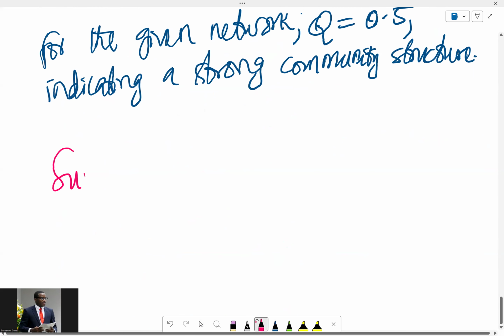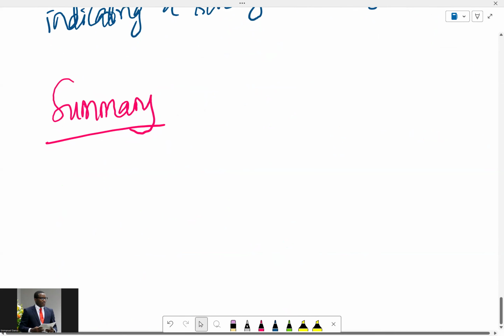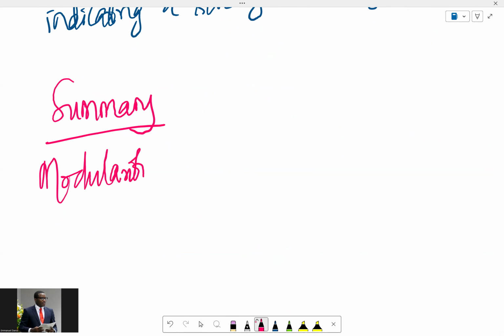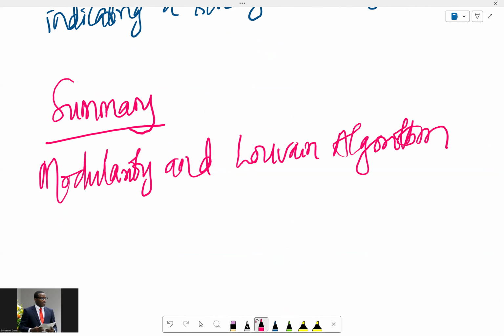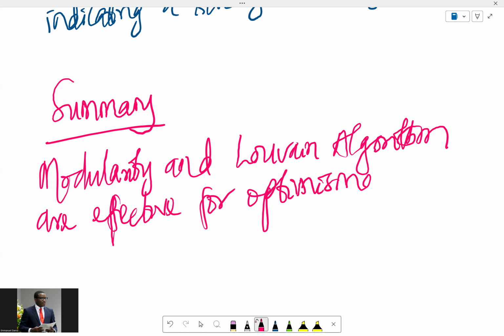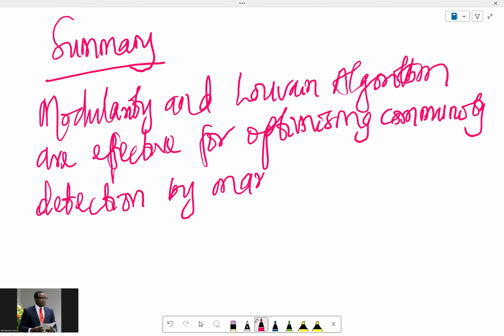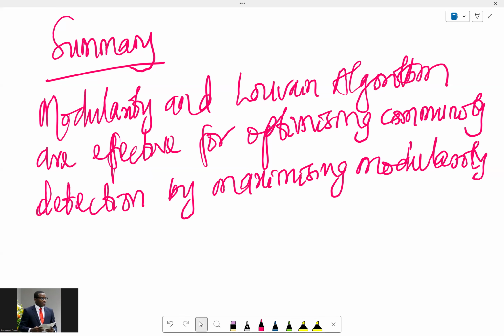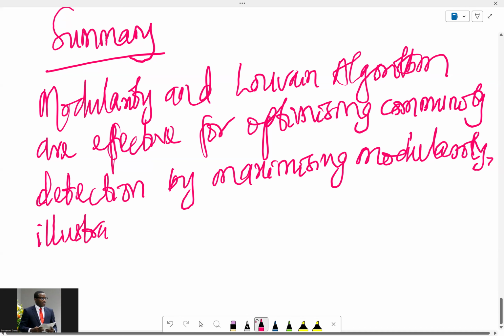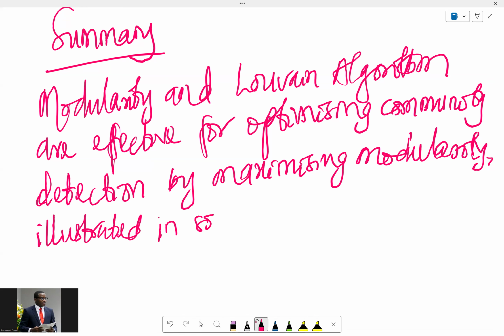So in summary, we can say that modularity and the Louvain algorithm are effective for optimizing community detection by maximizing modularity, illustrated in social networks and collaboration networks.